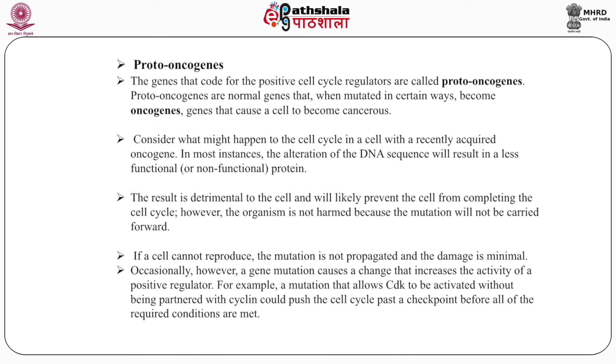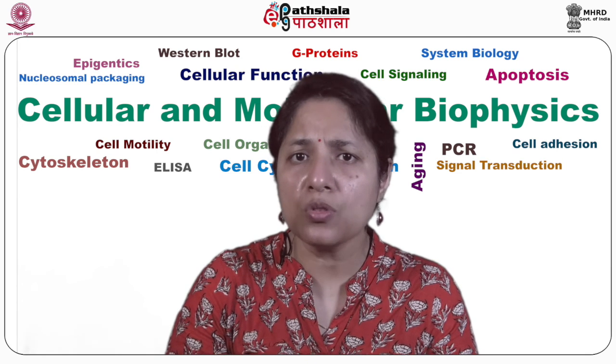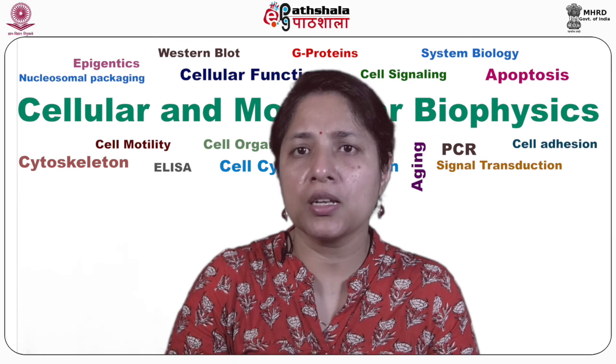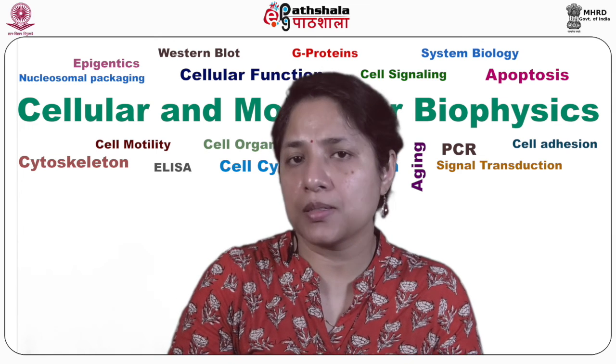Occasionally, however, a gene mutation causes a change that increases the activity of a positive regulator. For example, a mutation that allows CDK to be activated without being partnered with cyclin could push the cell cycle past a checkpoint before all of the required conditions are met. So, it is not restricted now or not being checked in any restriction point. So, the resulting daughter cells are too damaged to undergo further cell division. The mutation would not be propagated and no harm would come to the organism.